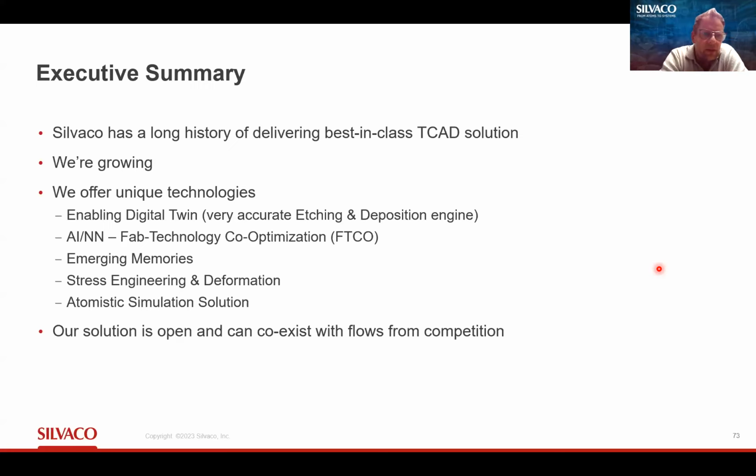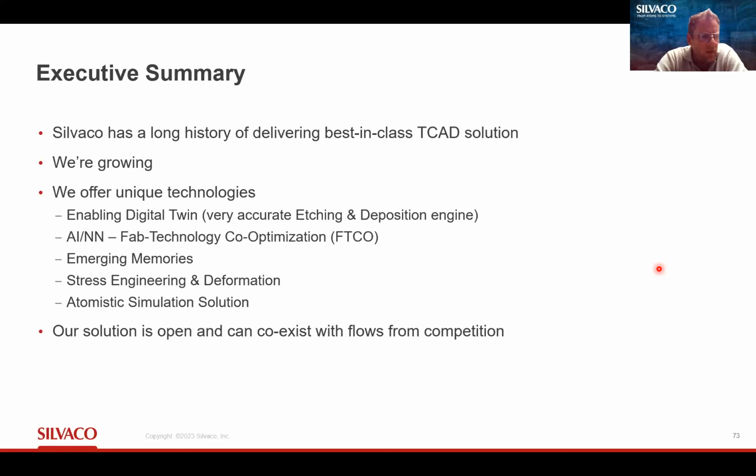We are growing, okay? And because we are growing, we are also exploring how we can even be better. And we talked about that. Don't want to say any more on digital twin and fab technology optimization, emerging memory. Something maybe I didn't mention too much is this stress engineering and deformation.